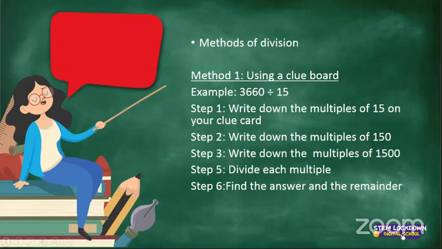So the first method is using a clue board. All right. Example, you have 3,660 divided by 15. So what the clue board advises is that you do it step by step. What you do is first write down the multiples of 15 on your clue card or on your clue board. This basically means you must have a piece of paper where you will be writing the multiples of the number that you will be dividing by, which in this case is 15. All right, and then step number 2, you write down the multiples of 150. If you notice, 150 is a multiple of 15. And also you write down the multiples of 1,500, which is also a multiple of 15. All right, and then you divide each multiple by 15. All right, the last step, you find the answer and the remainder.